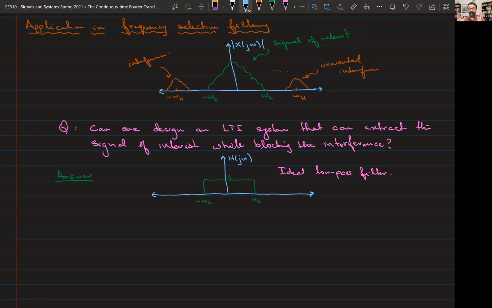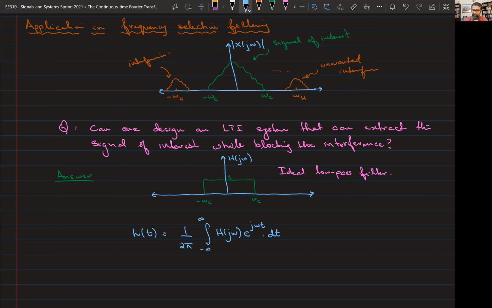We want the time domain LTI system, the impulse response, to be such that this frequency response looks something like this ideal low pass filter. The question is, what is the impulse response of such a filter? In order to determine the impulse response of this ideal low pass filter, all I'm going to do is compute the inverse Fourier transform, which is the integral from minus infinity to plus infinity of H of j omega e raised to j omega t d omega.